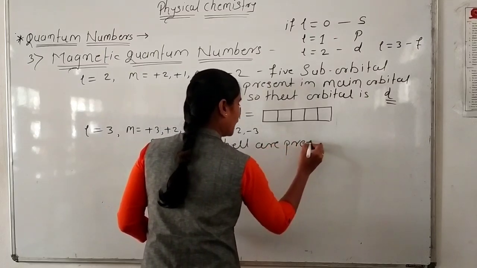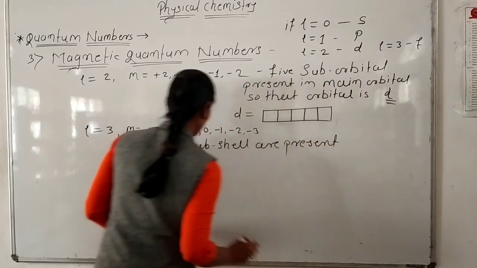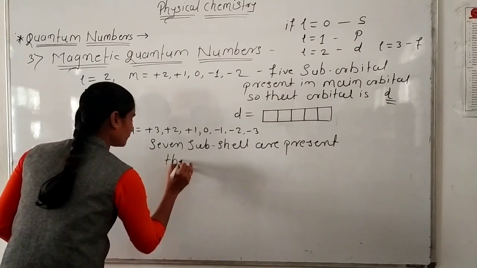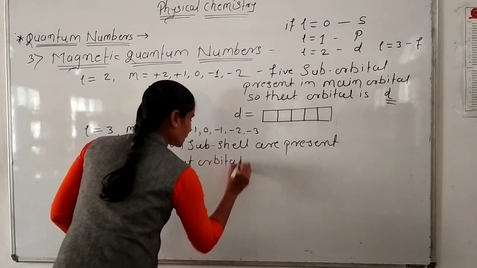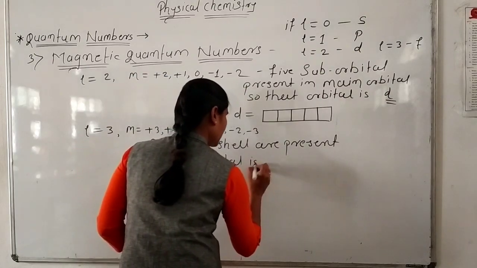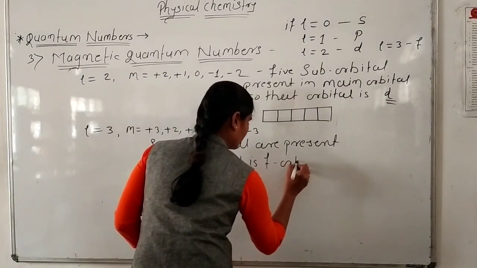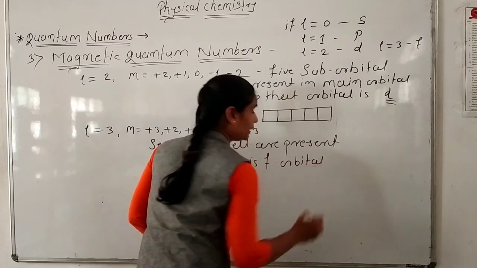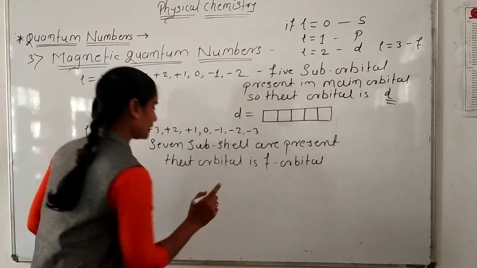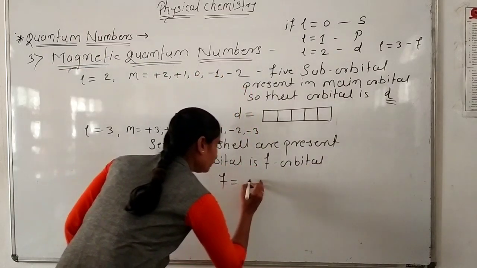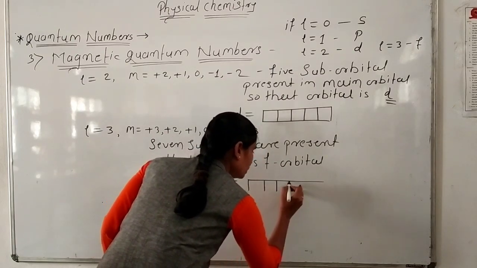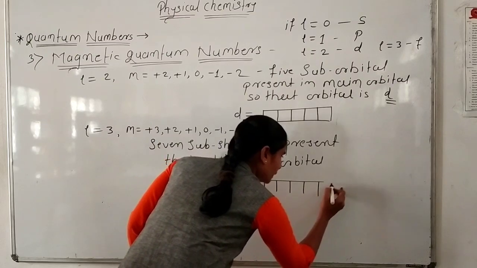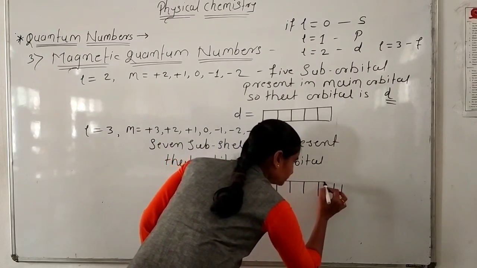That orbital is the f orbital, and we know that the f orbital has 7 subshells: 1, 2, 3, 4, 5, 6, 7.